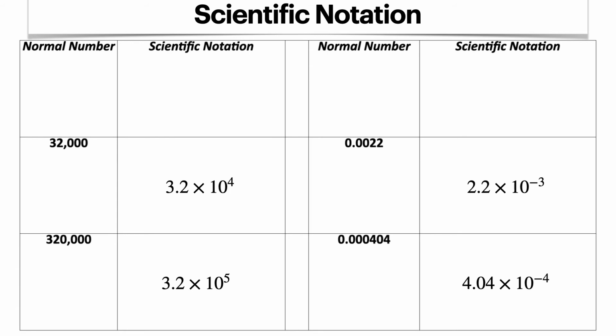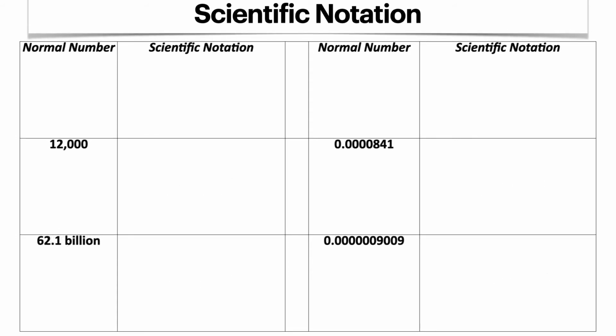I can't lose that 4 at the end, so I have to include it. So it's 4.04 and not just 4.0. And that's times 10 to the negative fourth. That way I don't lose any information. Okay? Hopefully that helps. Let's look at some more examples.